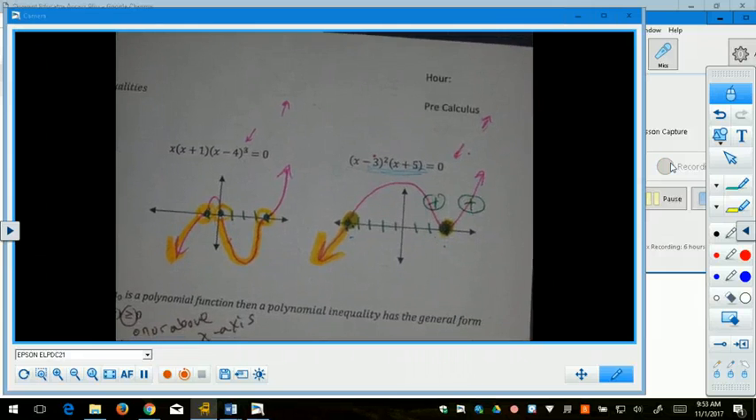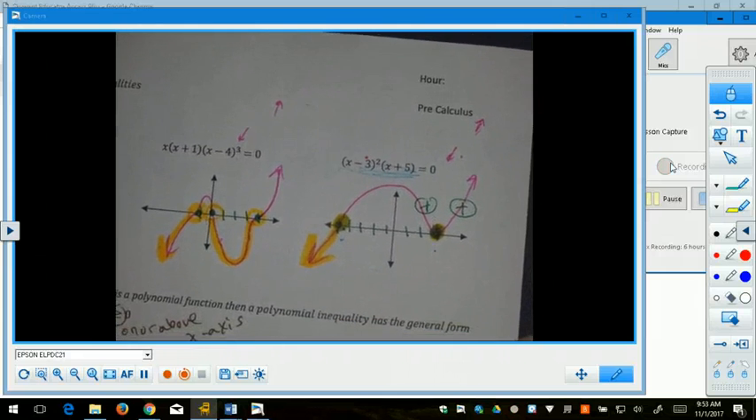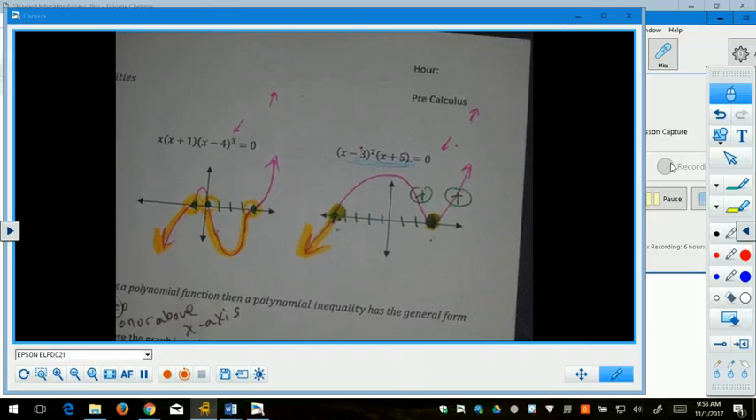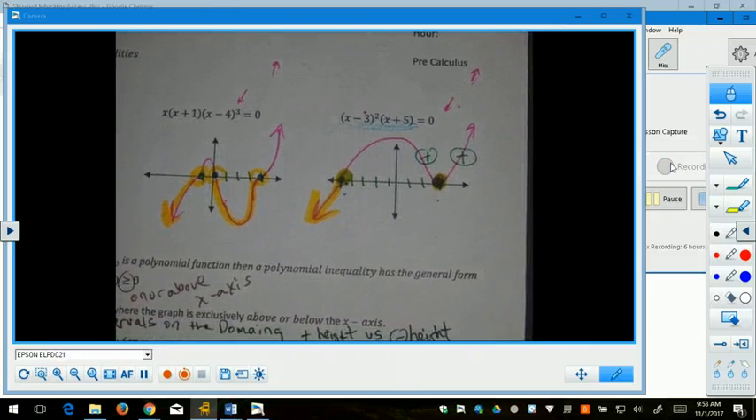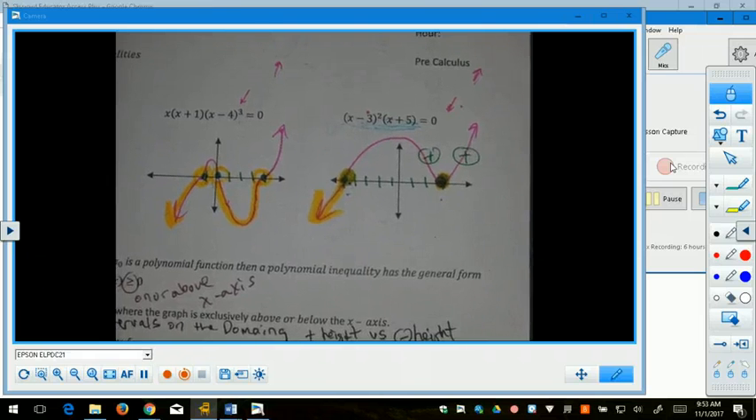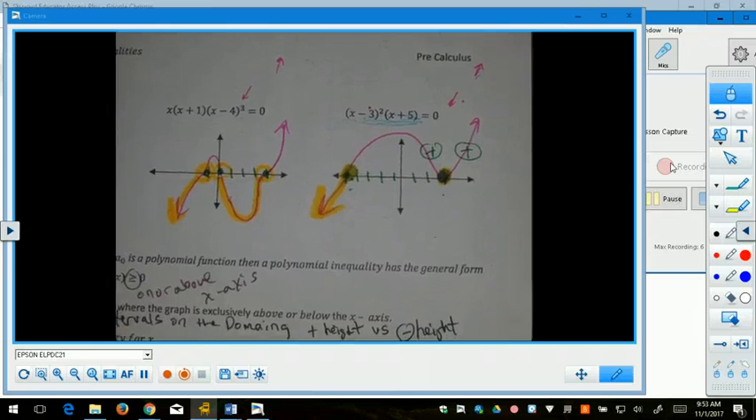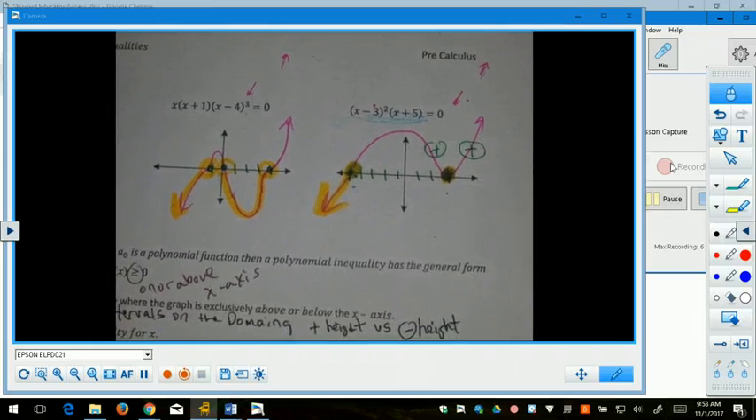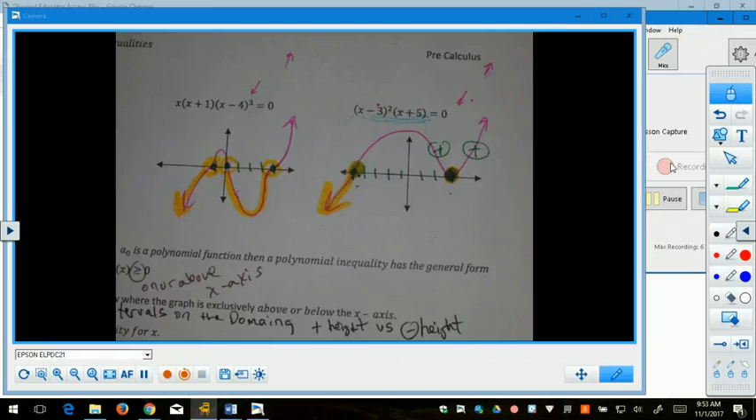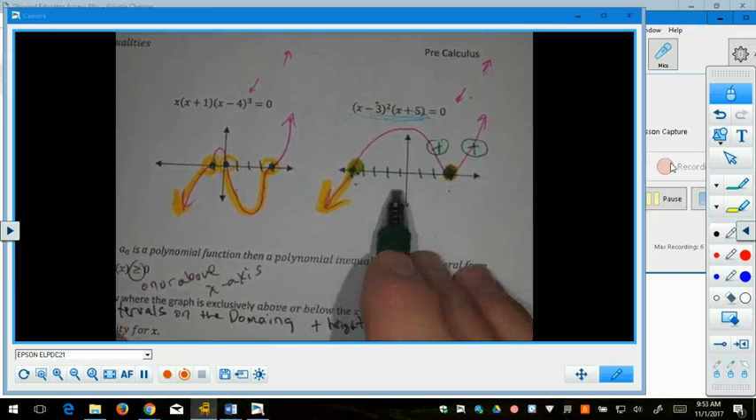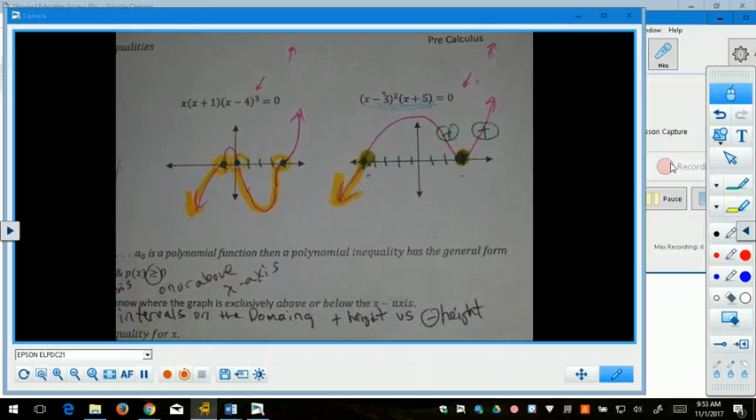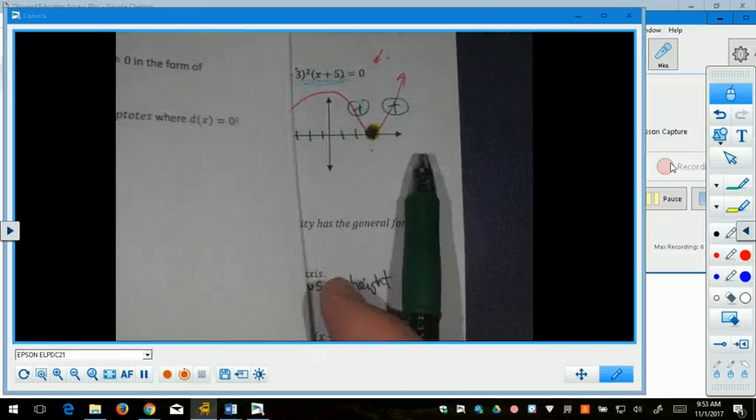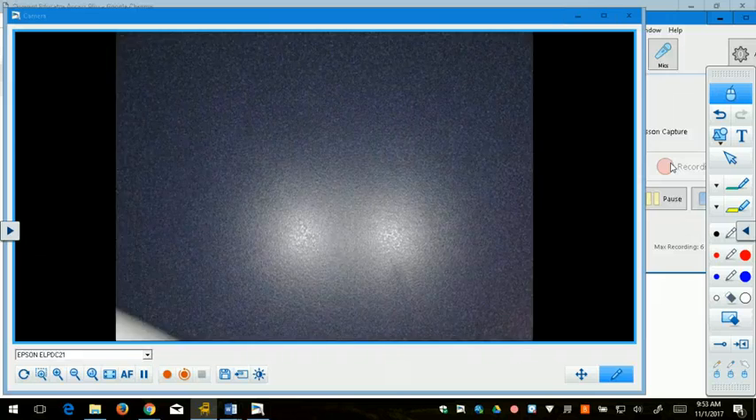So you can't just assume that your signs are always going to alternate, because if there's an even multiplicity, they won't. So you need to know whether or not there's even multiplicity if you're just going to start filling in signs without testing points. I always tell students it's best to just check a number between and to the right and left of all your zeros rather than just assume they're going to alternate, because if you have multiplicity, it's going to throw it off.